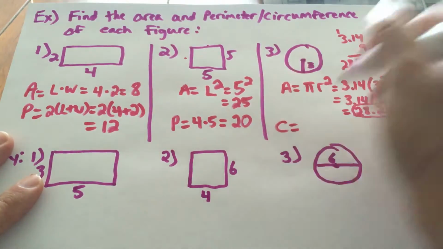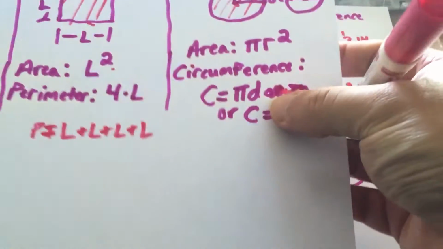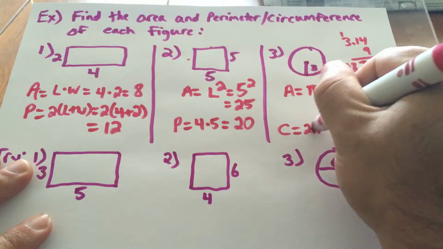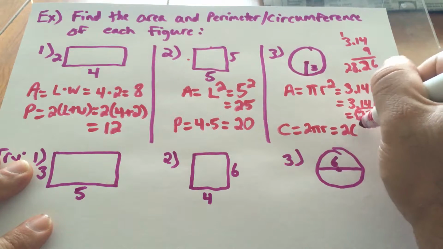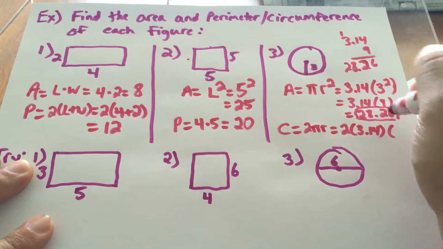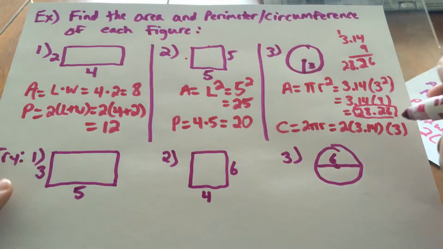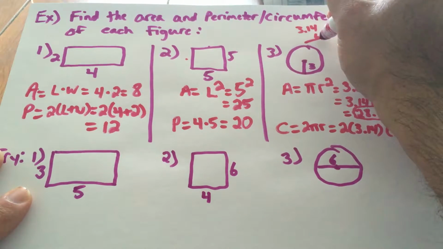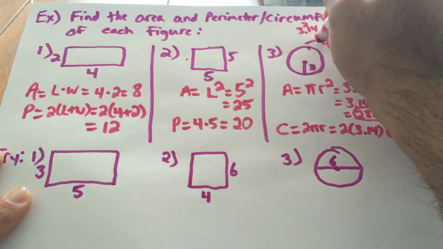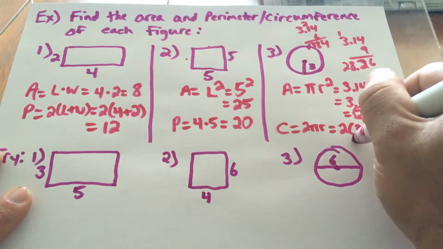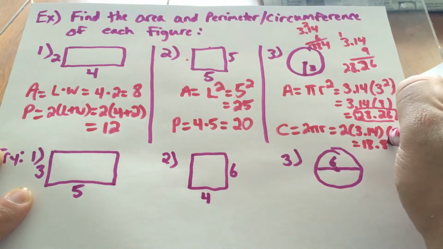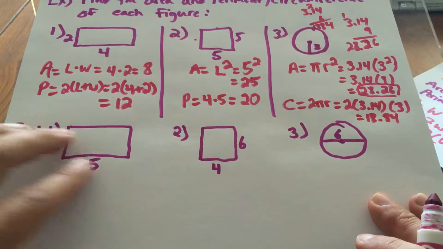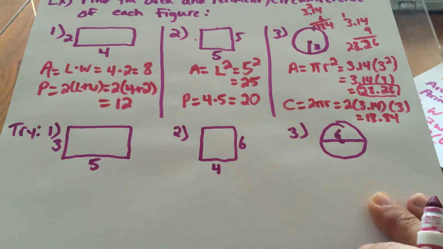To find the circumference, remember we have a choice. Do pi d or 2 pi r. Since they've given us the radius, let's do 2 pi r. So this is 2 times 3.14 times r, which is 3. Alright. 2 times 3 is 6, and then 3.14 times 6. 4 times 6 is 24, 6, 8, 18. So your circumference is going to be 18.84. Okay? So take a second and try these bottom three on your own. Pause the video, and I'll be back in just a second to explain how to do it.